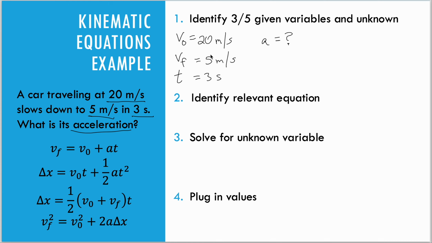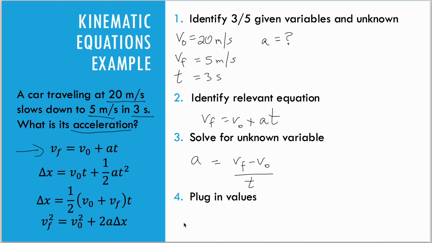If you write down all of these variables, then you can go through these equations and see which one is going to be relevant to solving this problem. The first equation here has these 4 variables that we just wrote down. So we're going to write this first equation, VF equals VO plus AT. Then I like to solve for the unknown variable before I plug in numbers. I'm going to get A by itself. A is going to be VF minus VO, subtract the VO to the other side, and divide by T.